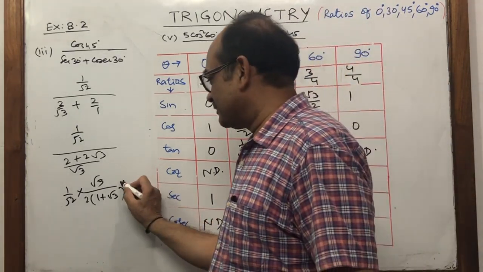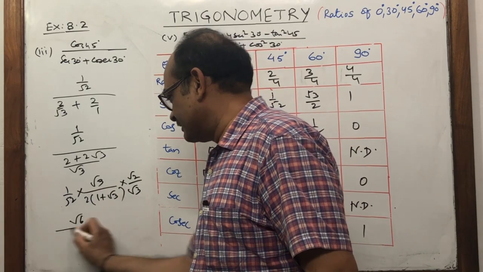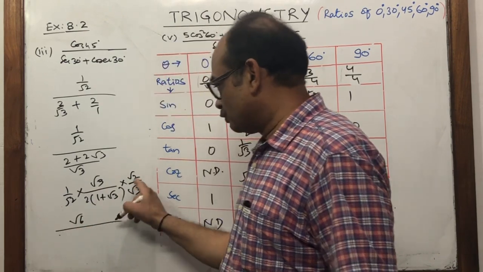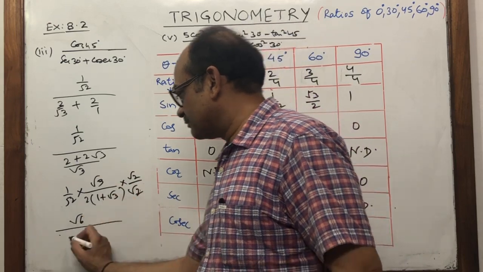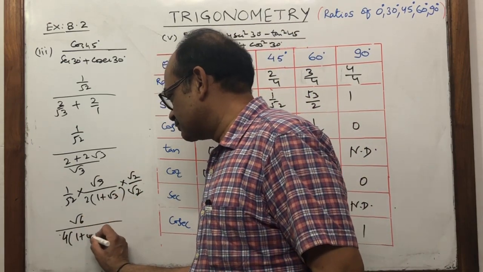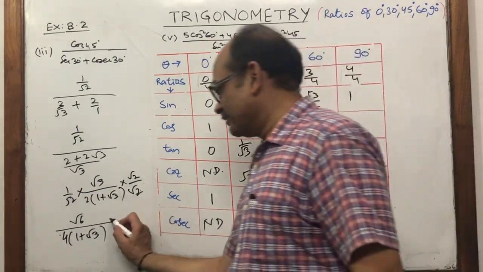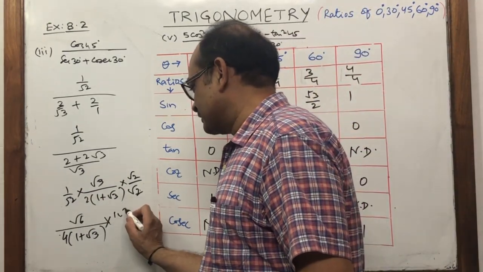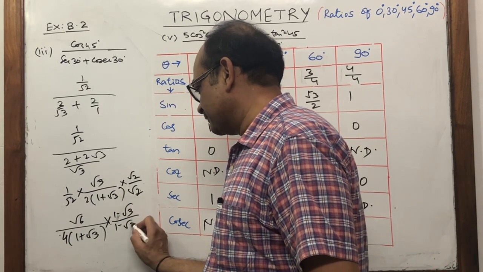So first we multiply by root 2 and root 2. So it will become root 6 divided by root 2 and root 2 multiplying. So it will become root 6 and it will become 2 into 2, 4, into 1 plus root 3. Now how to rationalize 1 plus root 3? One more important task. 1 minus root 3 and 1 minus root 3.